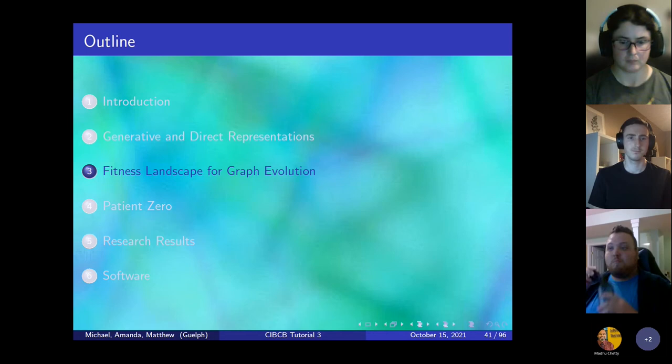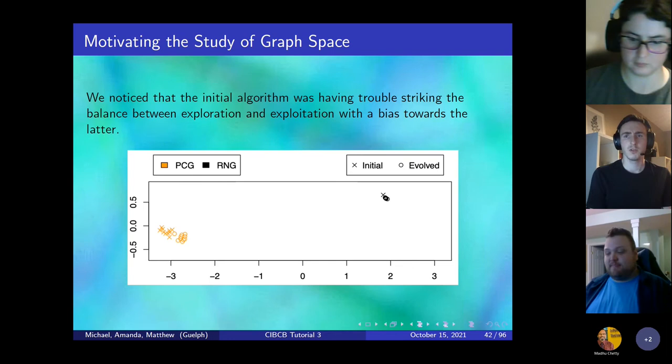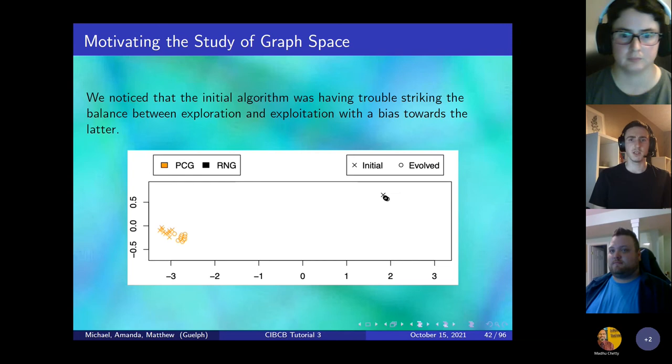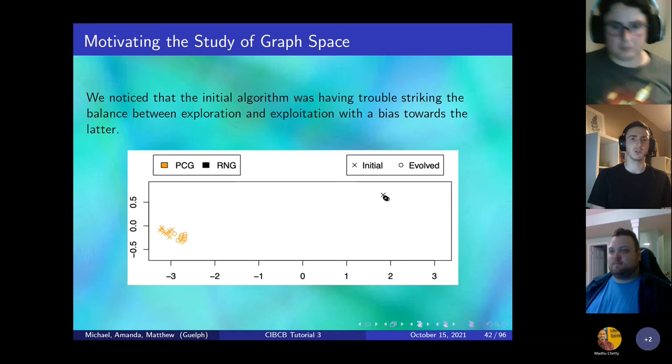Okay, so first we're going to talk about what motivated this study to better understand graph space and some of these representations that we use for these contact networks. We noticed that the initial algorithm used to discover these networks was having trouble striking the balance between exploration and exploitation, with a bias towards the latter.